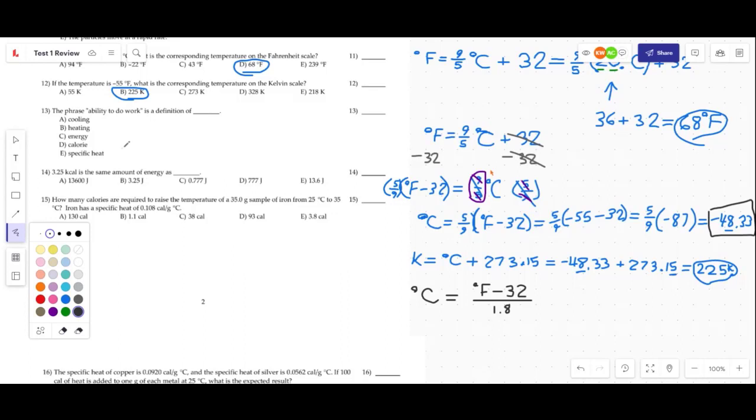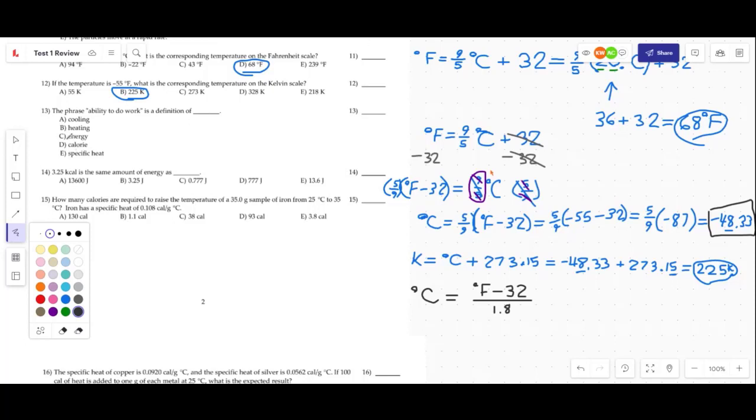It says the phrase ability to do work is a... oh, yes. Question? No, sorry, I don't have a question. Okay. Please feel free to let me know if you want to skip ahead at any point. Yes, the phrase ability to do work is the definition of energy. Very good. Thank you. Linda, you are 100% correct.